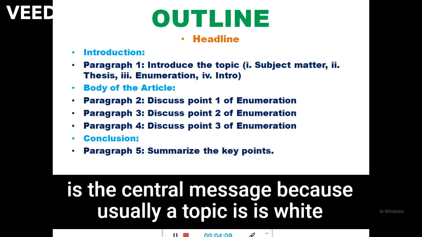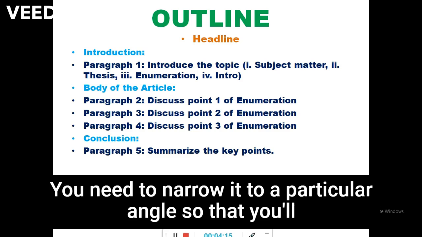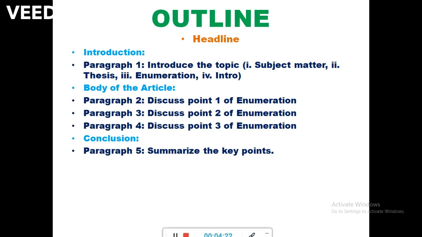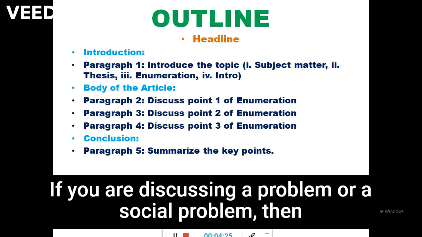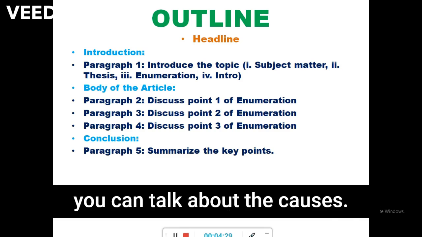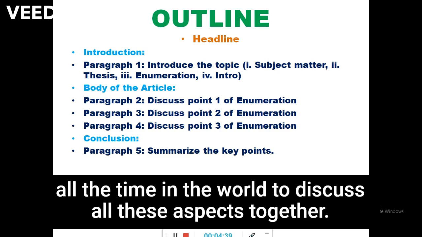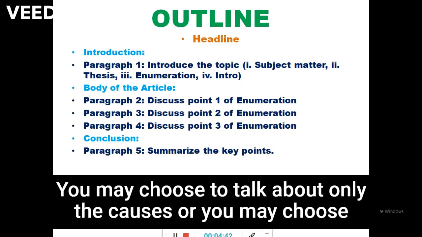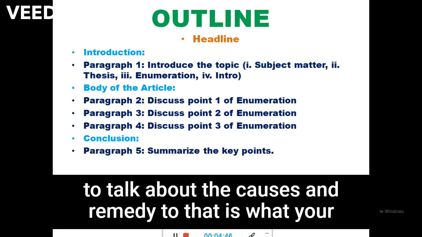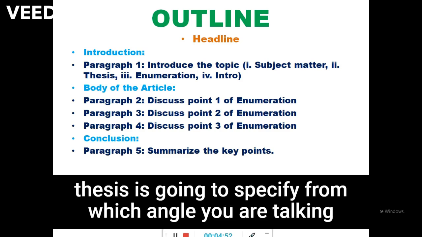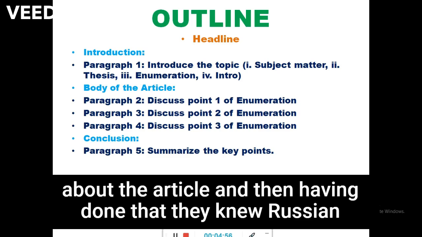Then the thesis is the central message, because usually a topic is wide, is broad. You need to narrow it to a particular angle so that you will be able to talk about it. If you are discussing a problem or a social problem, then you can talk about the causes, the effects, and the solution. And usually you may not have all the time in the world to discuss all these aspects together. You may choose to talk about only the causes, or you may choose to talk about the causes and the remedy. So that is what your thesis is going to specify, from which angle you are talking about the article.